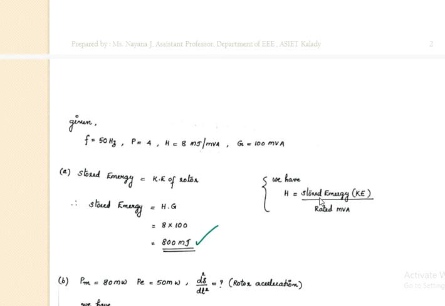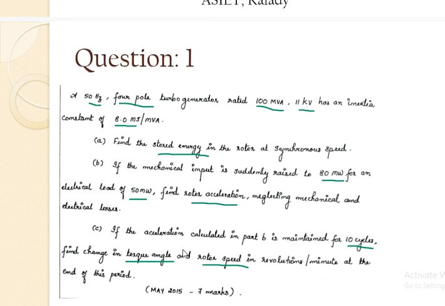From this we can calculate the stored kinetic energy, which is H into rated MVA. That is H into G. H is given as 8 and G is given as 100. So your stored kinetic energy is 800 megajoule.